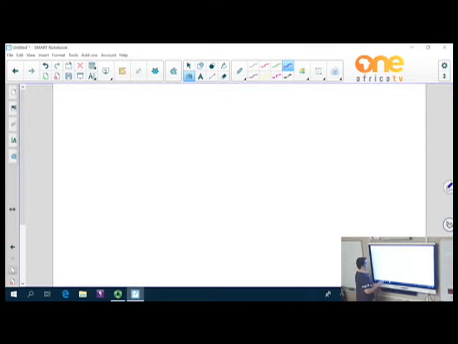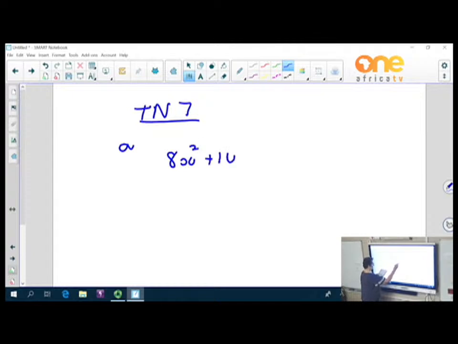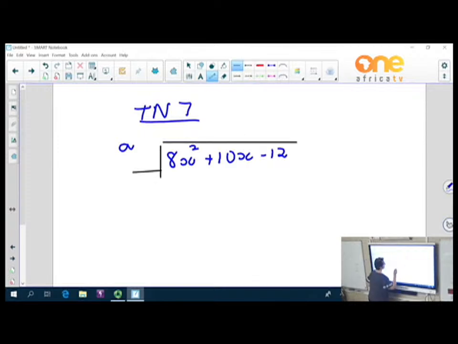Right. Now we're going to try now 7. And this is then now long division. First watch the first two while I explain. Then you try the next two before you mark them. Right, number a. x squared plus 10x minus 12. And I have to divide this number by x plus 2.